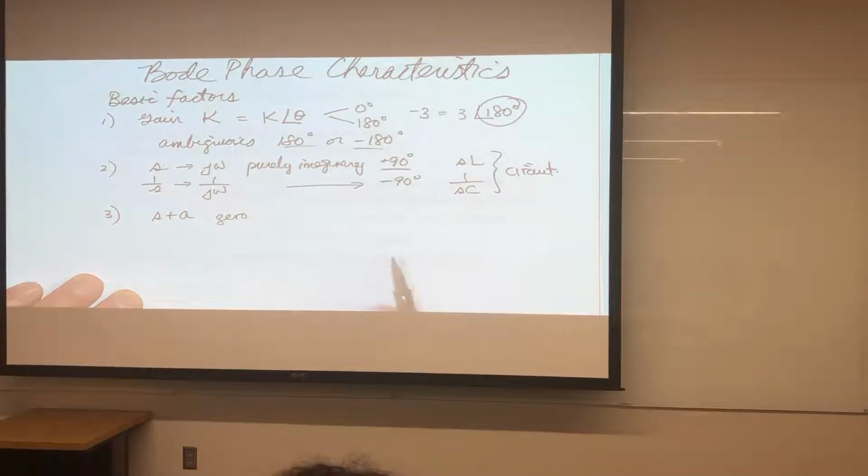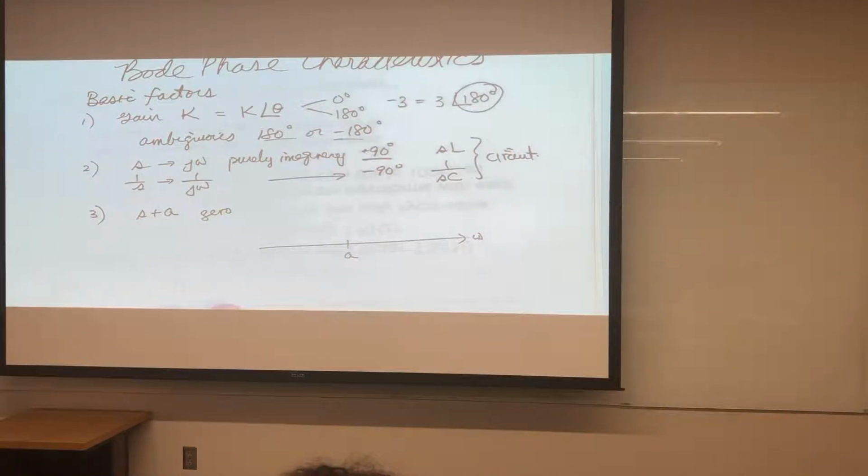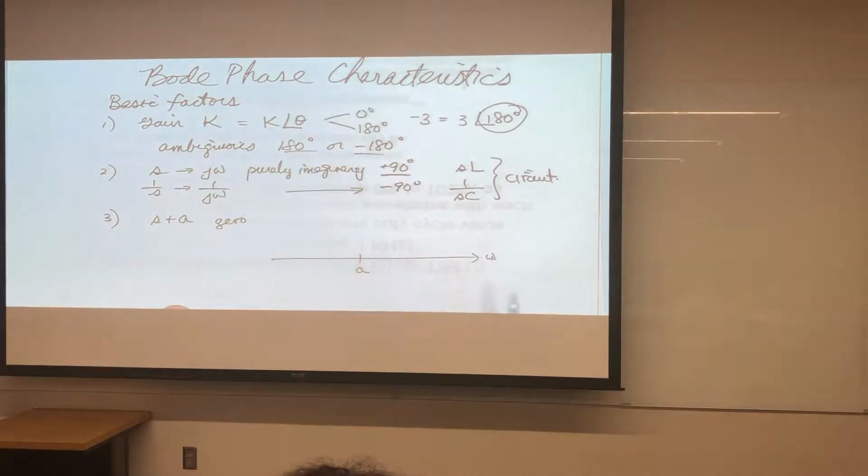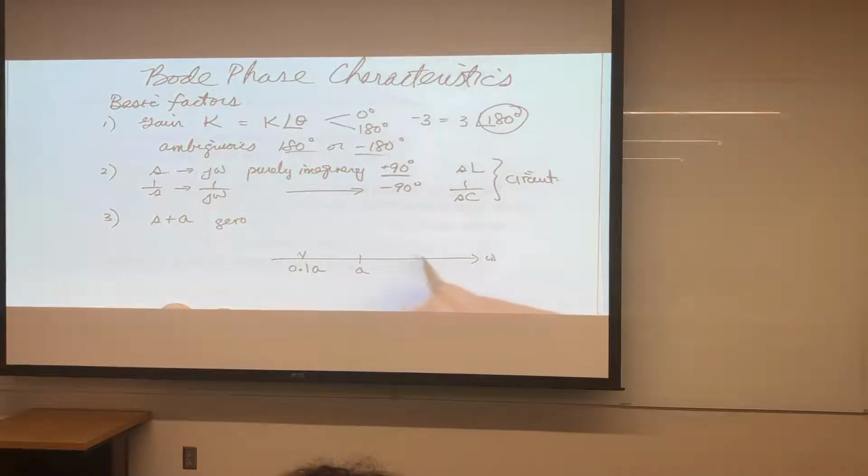On the frequency response plot, this is the frequency axis here. There's a corner frequency A. We need to identify A for the magnitude characteristic. But for the phase characteristic, there are 2 different corners. We put one corner at a decade below A and another corner a decade above A.